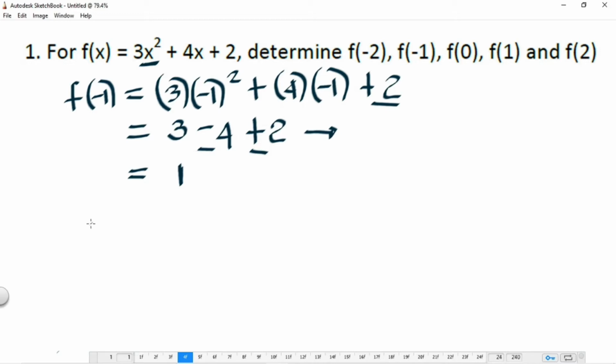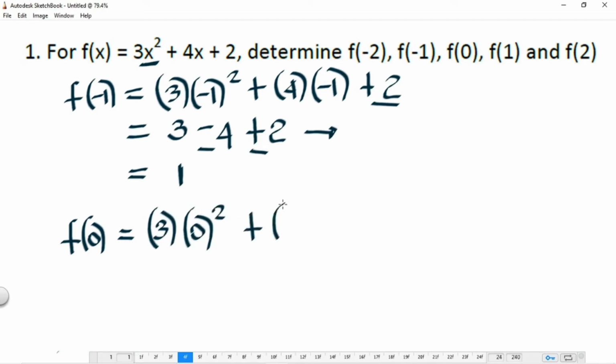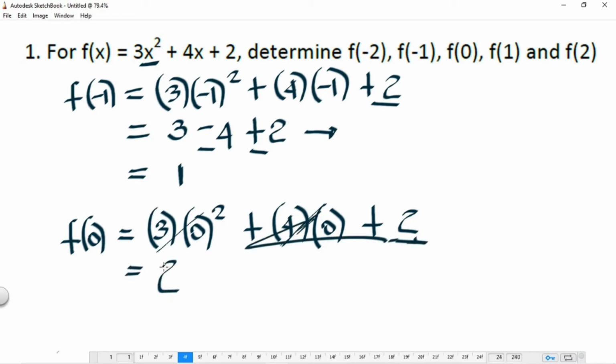For f of 0, it is equal to 3 multiplied by 0 raised to 2 plus 4 multiplied by 0 and finally plus 2. If you look at this, all numbers multiplied by 0 is equal to 0. So, let's just cancel these following terms: 3 multiplied by 0 raised to 2 and 4 multiplied by 0, leaving behind 2. So, the answer is 2.